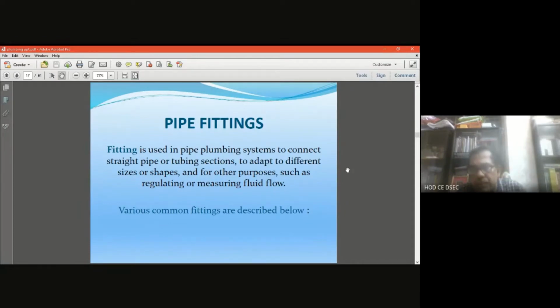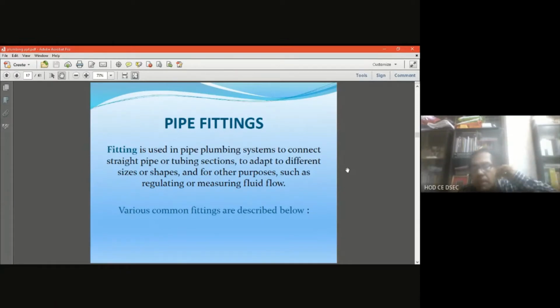Today is the last lecture of this module, building plumbing. In my earlier, third lecture of this building plumbing, I explained the fittings, that is the valves. Nine types of valves we have explained. Now I am going to explain the various pipe fittings.